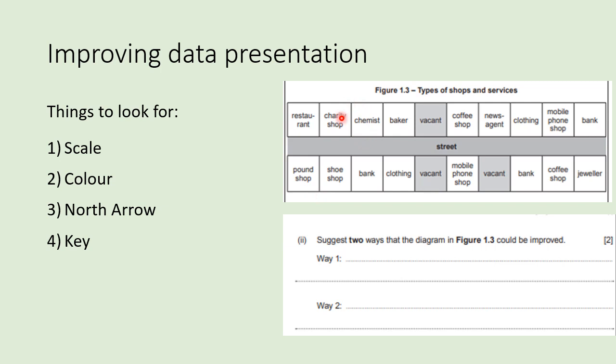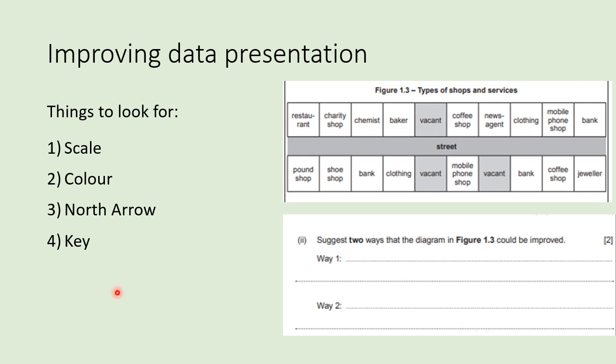So this one here we'll talk about in a second, but look, what we've got: bank, bank, bank. Well, they could be color coded. Is there a north arrow? Do I know which way the map's orientated? Is there a key? Is it legible? And so a typical question might be, here's some data, tell me 2 ways it could be improved. Well, all of these would work, wouldn't it?